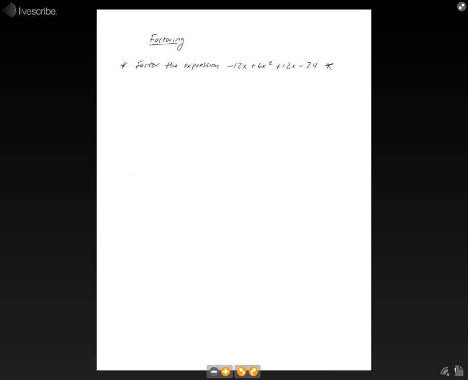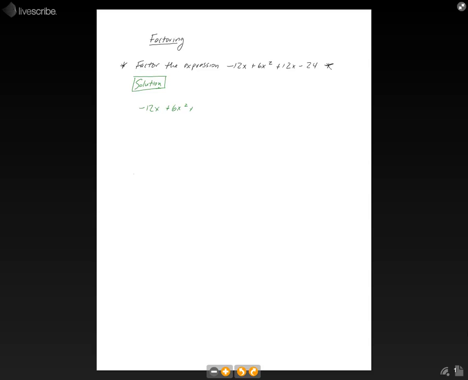Hello, we want to factor the expression negative 12x plus 6x squared plus 12x minus 24. Factoring is useful for solving equations, or sometimes for finding zeros so you can draw graphs, or for other things, but factoring is very important. First thing we're going to do to solve this problem is rewrite the expression here.